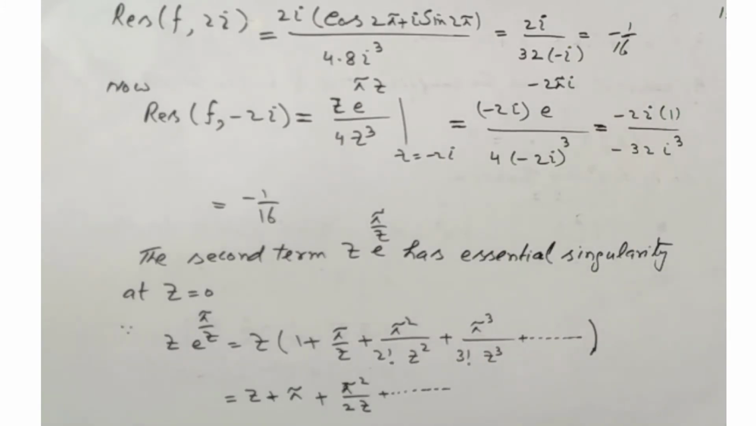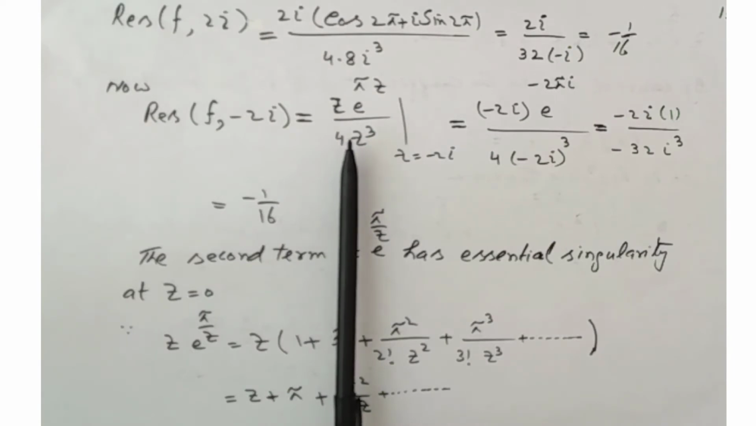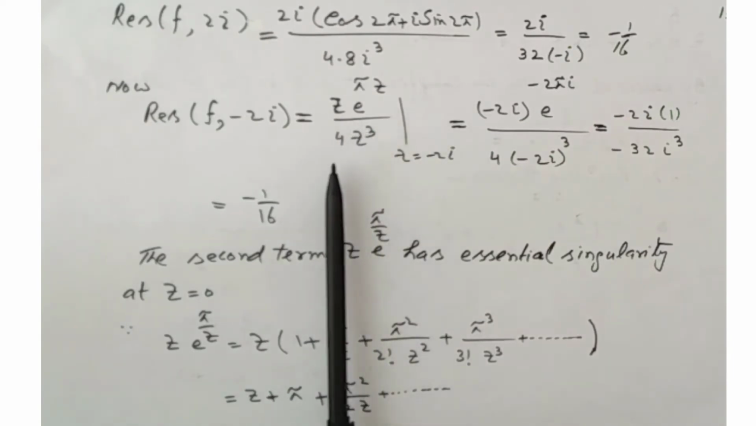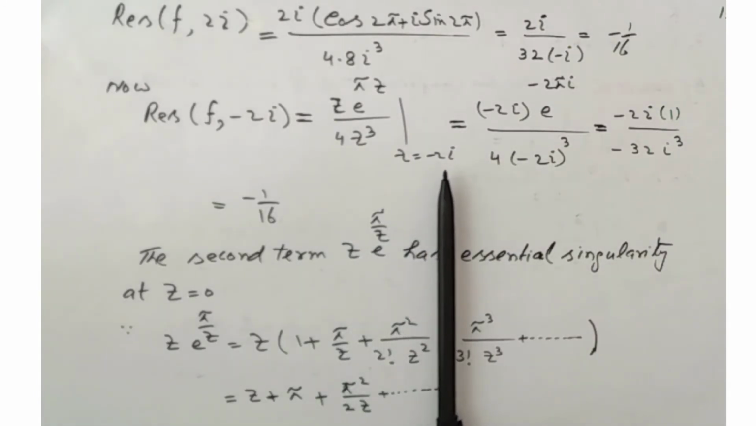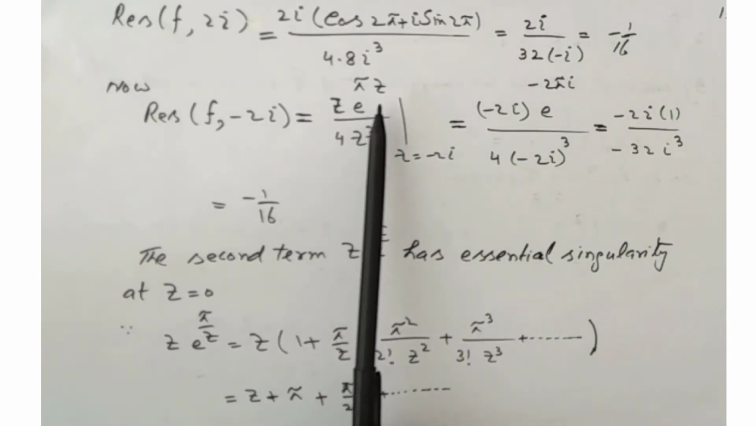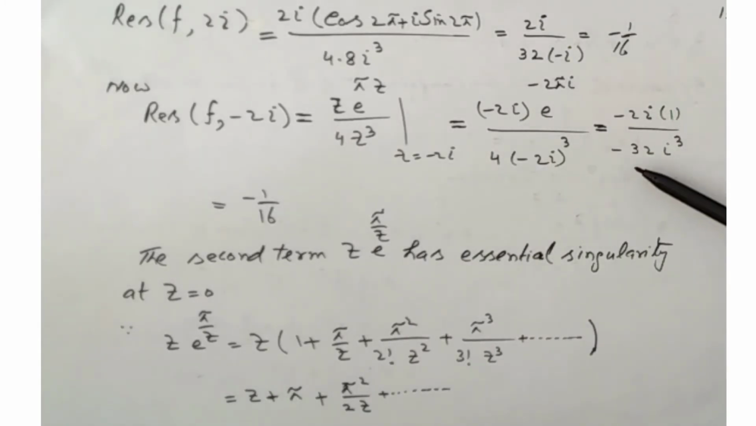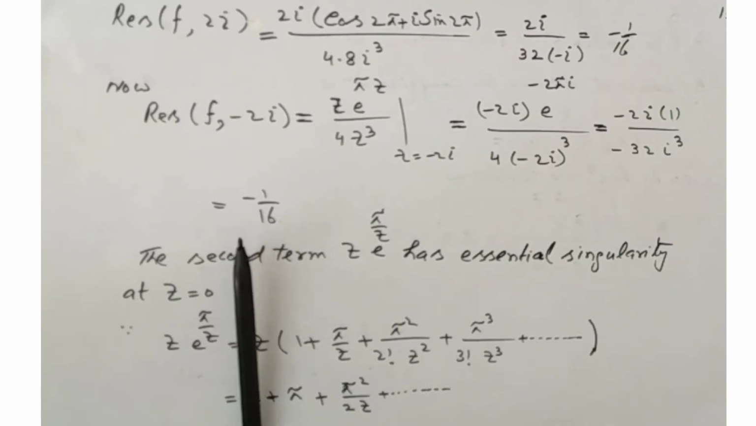Again we find the residue of the function at minus 2i. Again by using the previous step, this becomes z e^(pi z) over 4z cube under the limit z equal to minus 2i. First we put z equal to minus 2i, and after simplification, this becomes minus 2i over minus 32i cube, and this becomes minus 1 by 16. So this is the residue of the function at minus 2i.